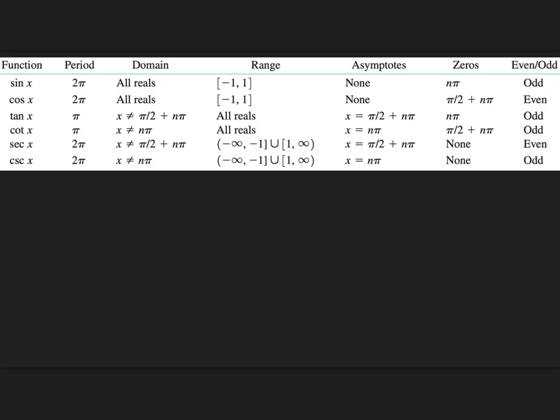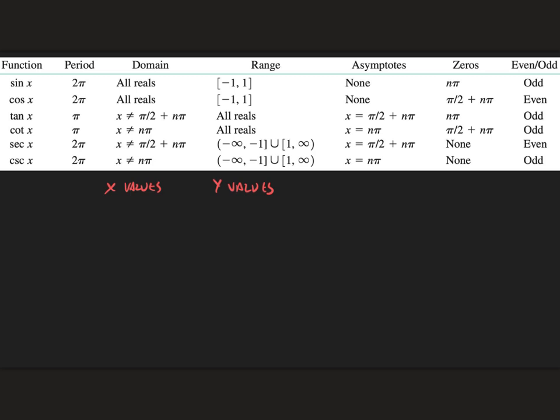Okay, so from the last several videos, this is a summary of the trigonometric functions, all six of them: the period, the domain, and we remember domain is all possible x values, everything you can input in for x. The range is the y values, what you get out, what you actually see. For the asymptotes, are there asymptotes? An asymptote is a line a graph or a function does not touch or cross. Or zeros, where's the function zero? And then odd and even functions.